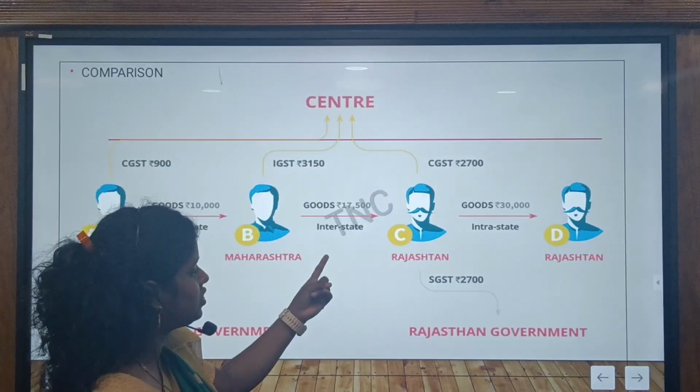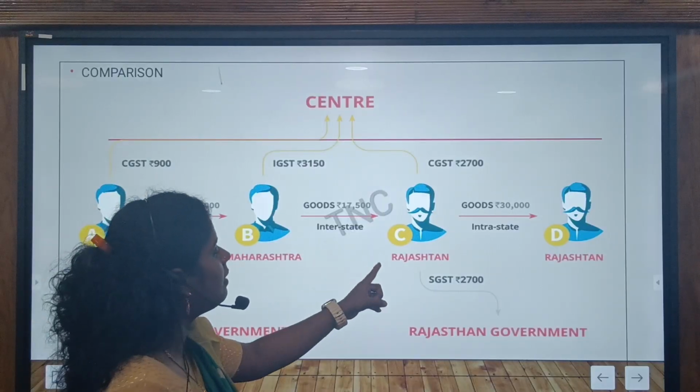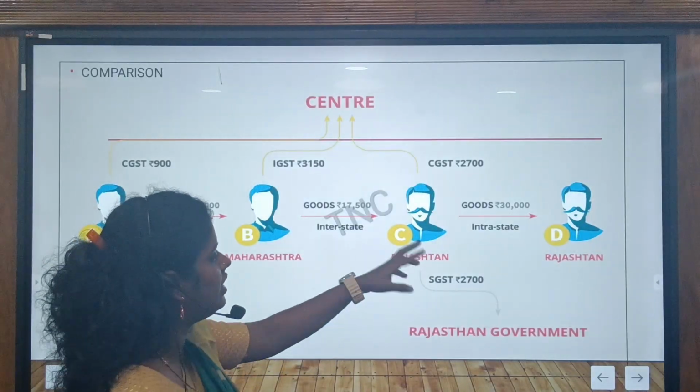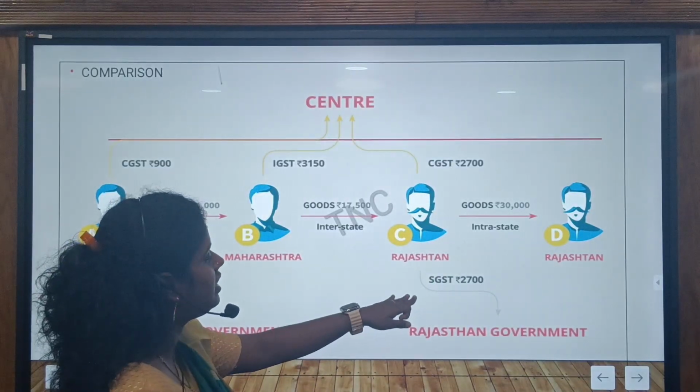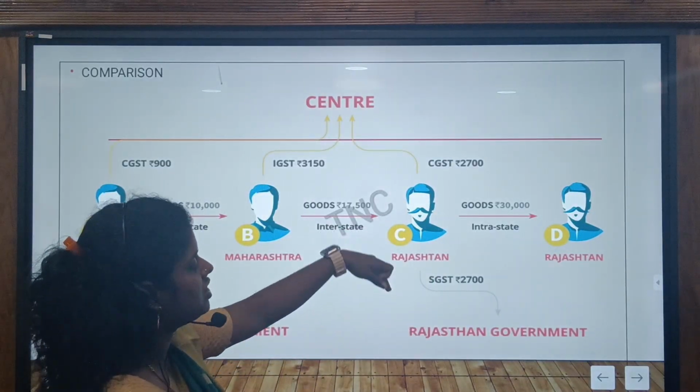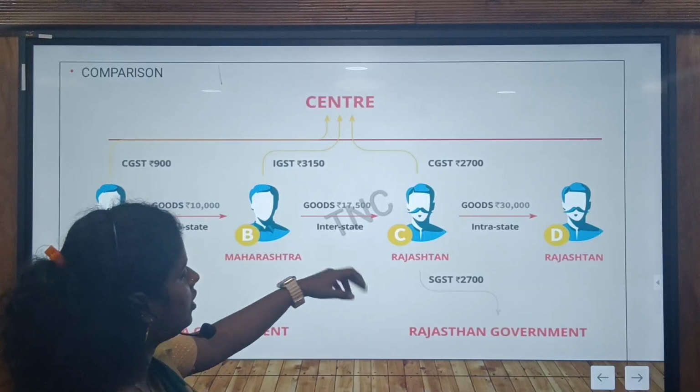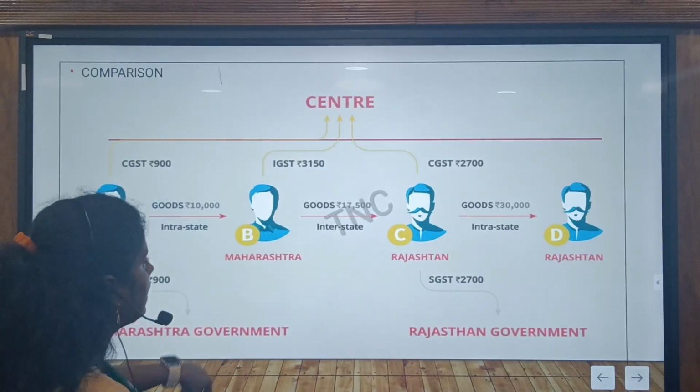In this interstate, from Rajasthan to Rajasthan, it is intrastate. Again, the goods value is going to be 30,000. So SGST is 2,700 and CGST is 2,700. That is going to be gained by the Rajasthan government.